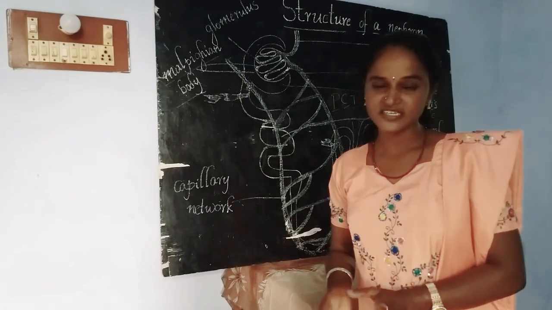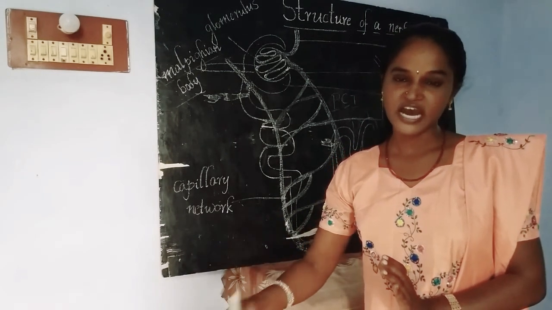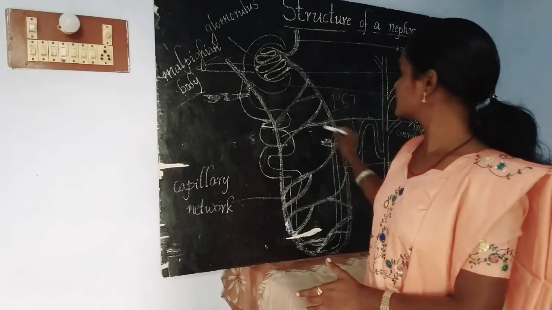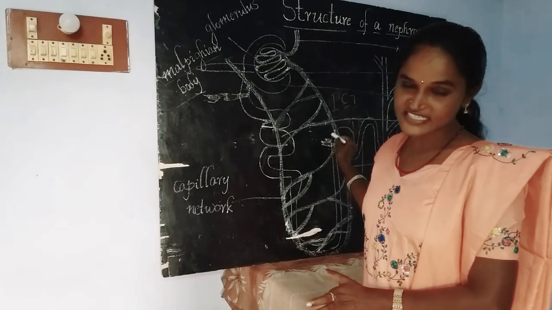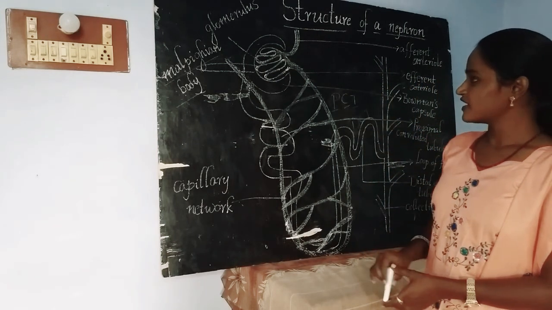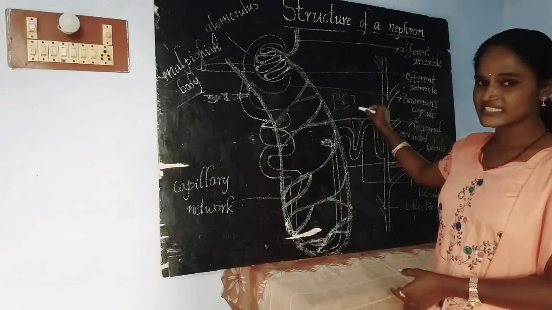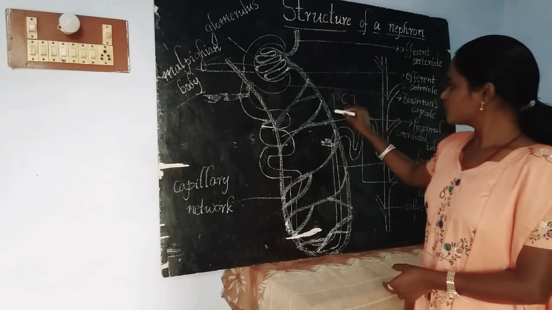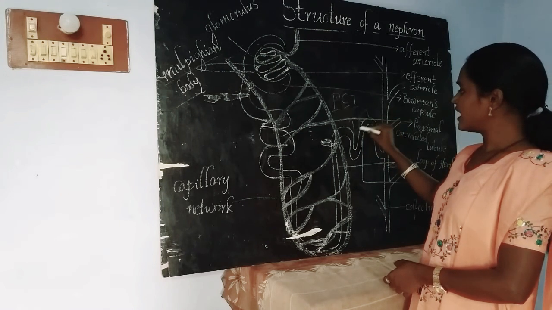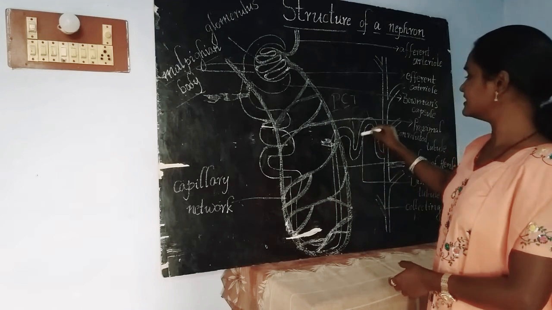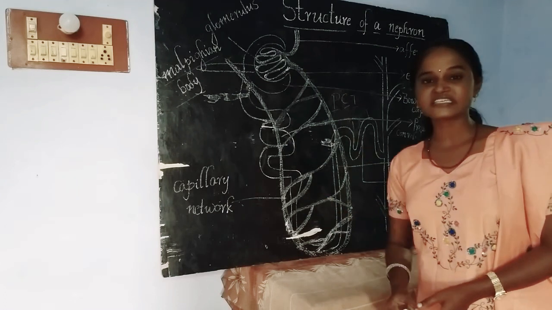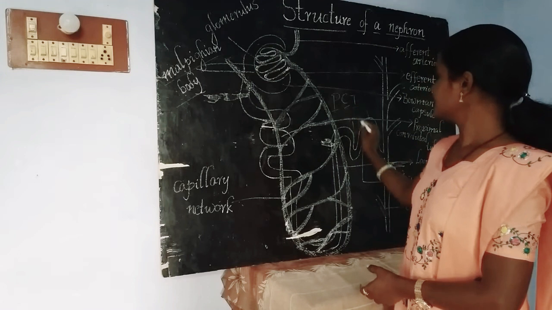What is meant by DCT? Distal convoluted tubule, a twisted tube-like structure. Here distal means far away from the Bowman's capsule. What is the function of PCT? Reabsorption takes place in the PCT, and tubular secretion happens in the DCT. The loop of Henle acts like a connecting pathway between PCT and DCT.